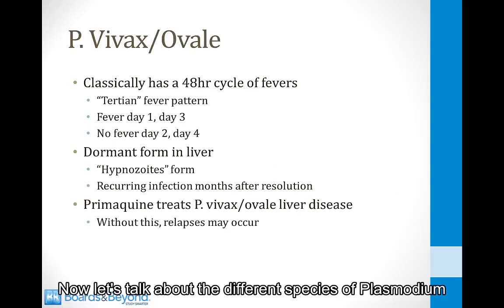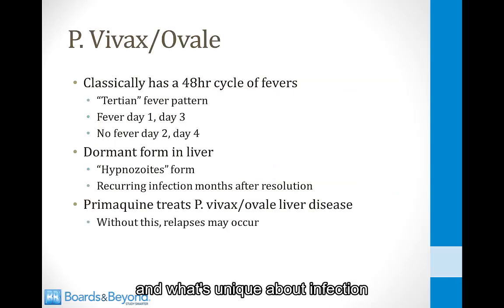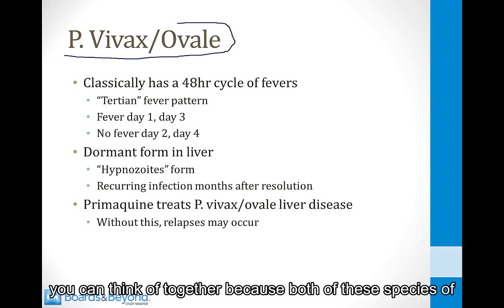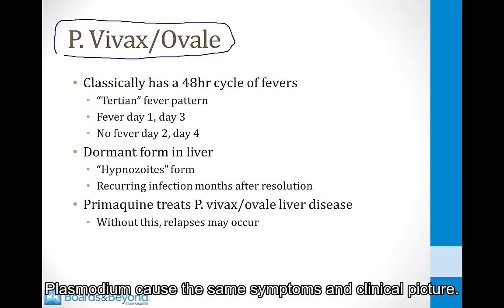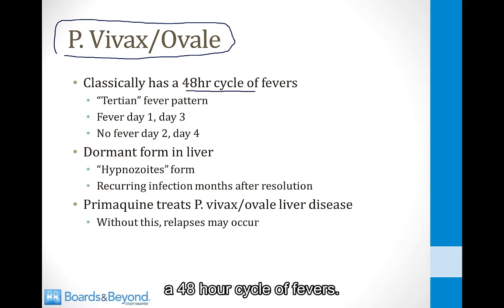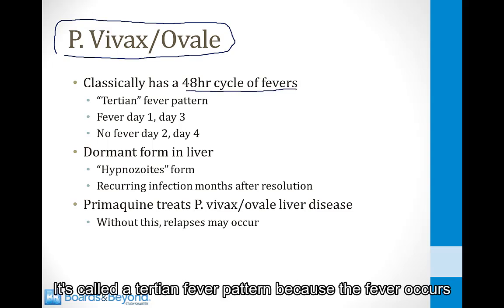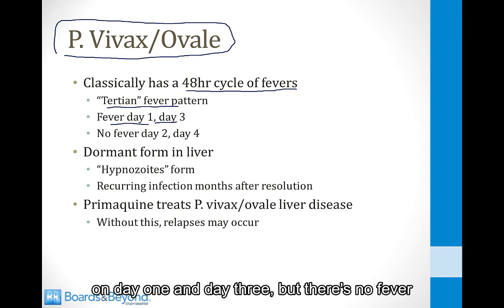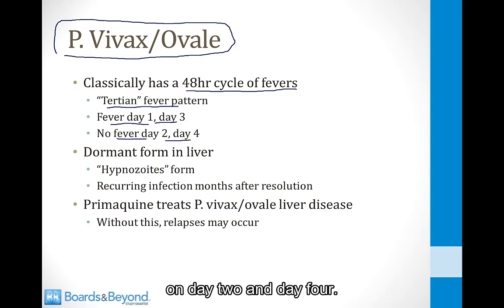Now let's talk about the different species of Plasmodium and what's unique about infection with each type of protozoa. So Plasmodium vivax and ovale you can think of together because both of these species of Plasmodium cause the same symptoms and clinical picture. So these two Plasmodium classically have a 48-hour cycle of fevers. It's called a tertian fever pattern because the fever occurs on day 1 and day 3, but there's no fever on day 2 and day 4.